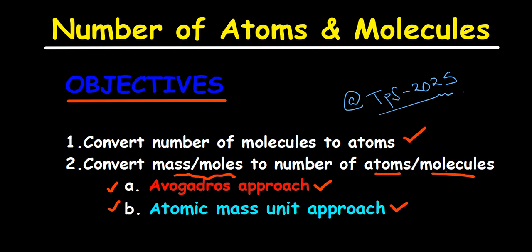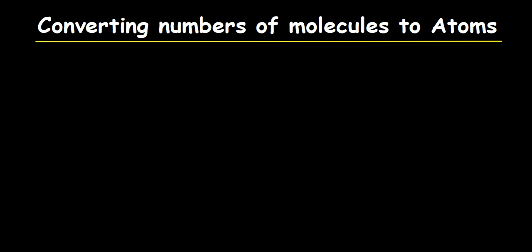So let's start with converting a number of molecules to atoms. That one is the simplest. So we know that molecules are just a group of atoms that are bonded together, right? And then we also know that a molecule can be represented in different ways. One of the ways in which a molecule can be represented is in form of a chemical formula.